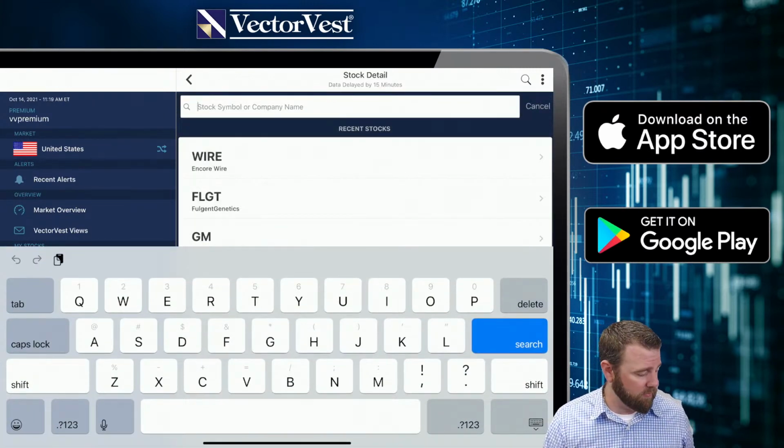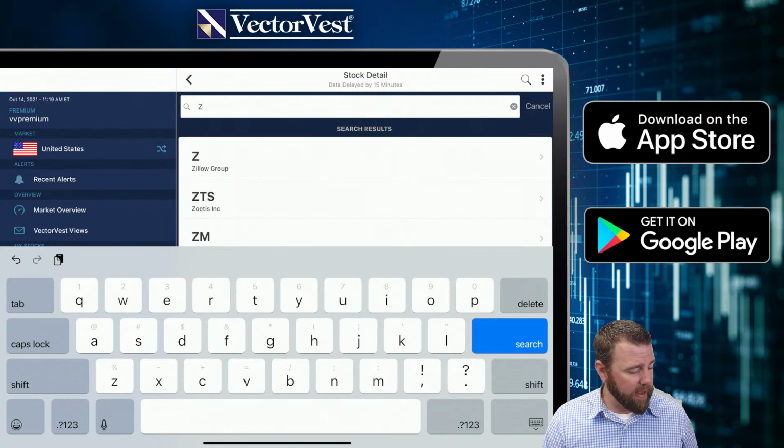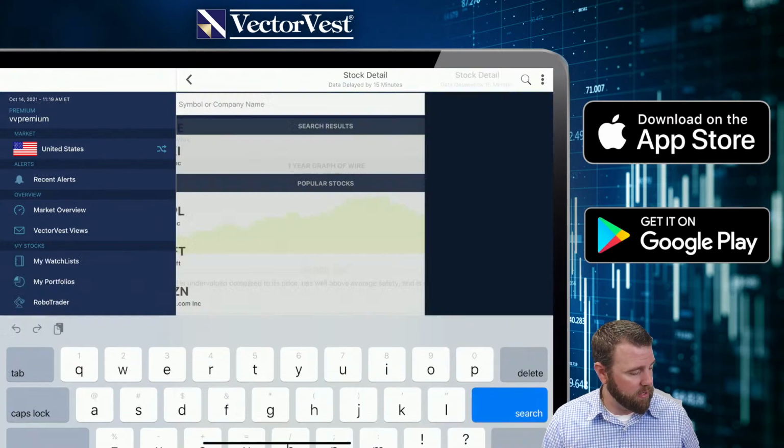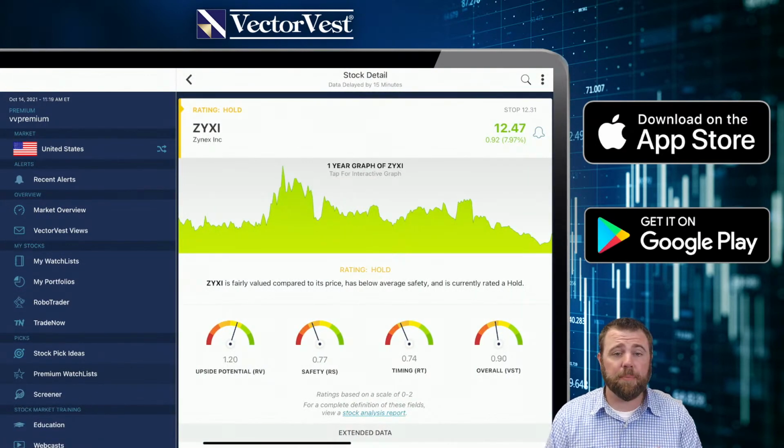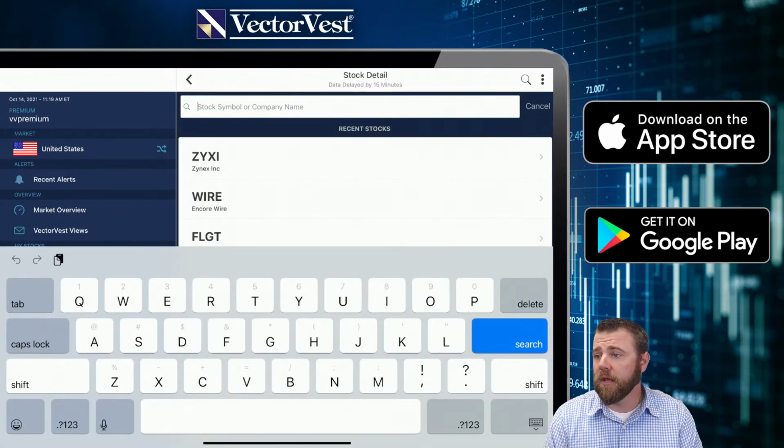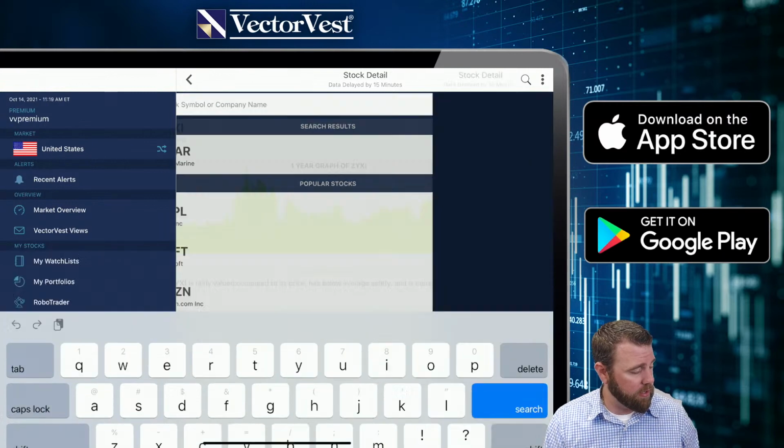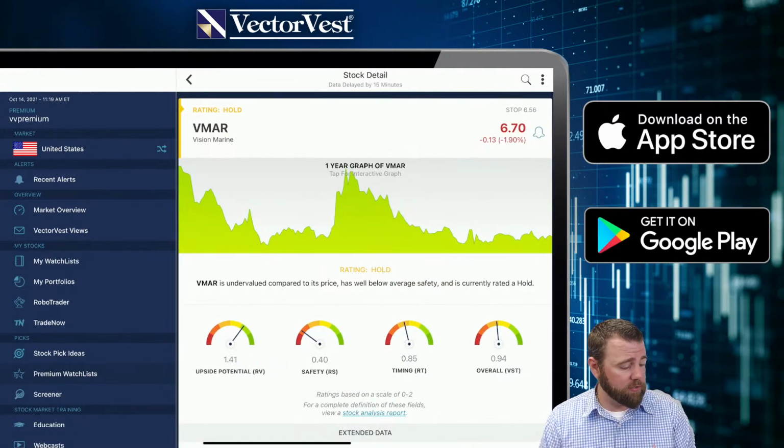Let's see, ZYXI. ZYXI, good long-term potential, but does have a lot of risk associated with that long-term potential. You're in a steady decline, so overall the stock is not favorable for right now. VMAR. VMAR, great long-term potential, but has a lot of risk to get that potential. You're in a steady decline for right now, so overall stock is not favorable.